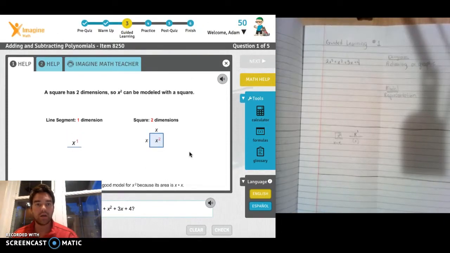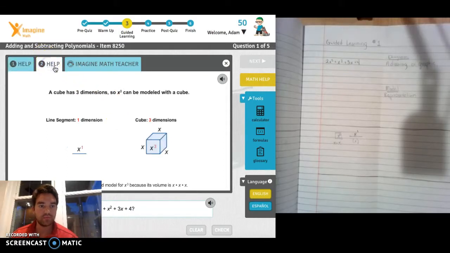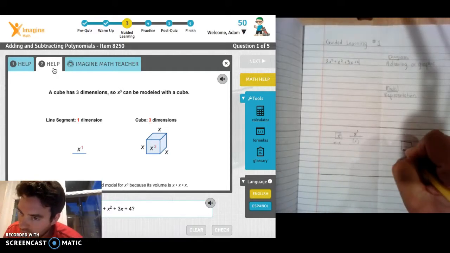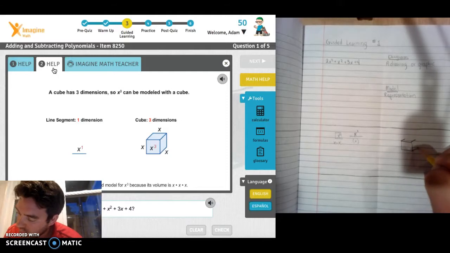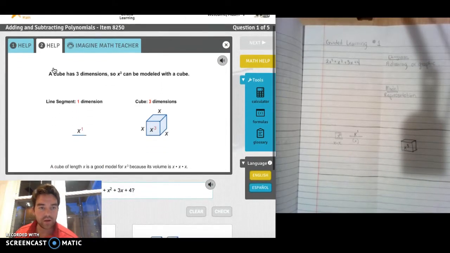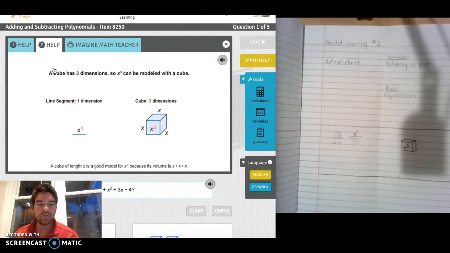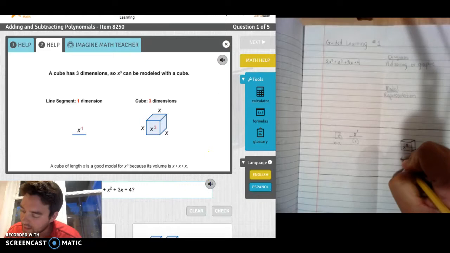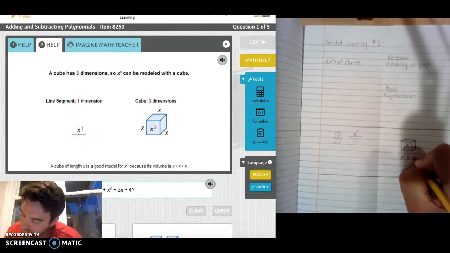Still got no clue. I'm looking at this, and I can't figure it out. So what I'm going to do is go up here and click on Help number 2. Okay, a cube has 3 dimensions, so x cubed can be modeled with a cube. All right, so I'm going to draw that cube right over here. Now I know this is x cubed. And down here, a cube of length x is a good model for x cubed because its volume is x times x times x. All right.